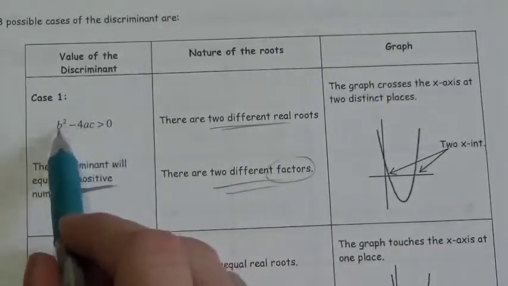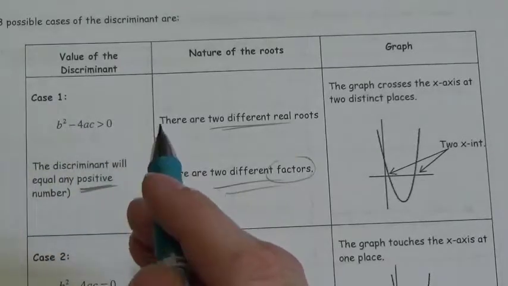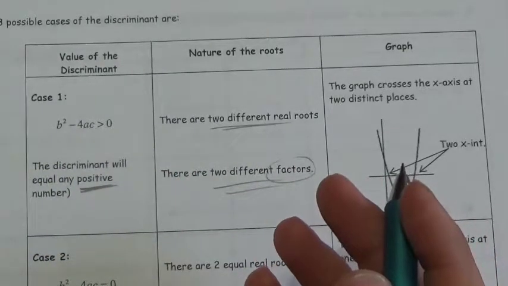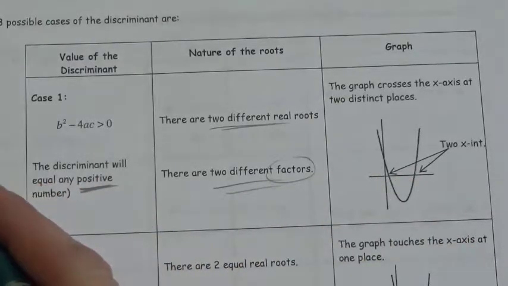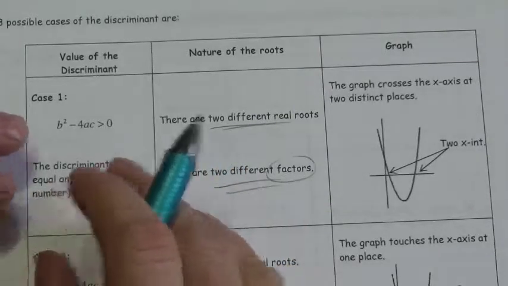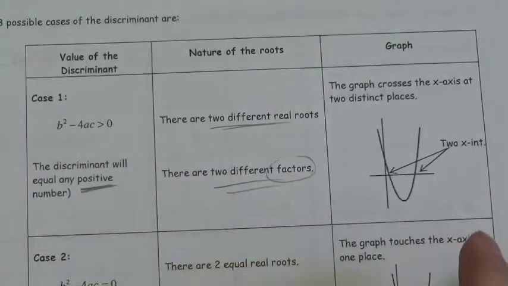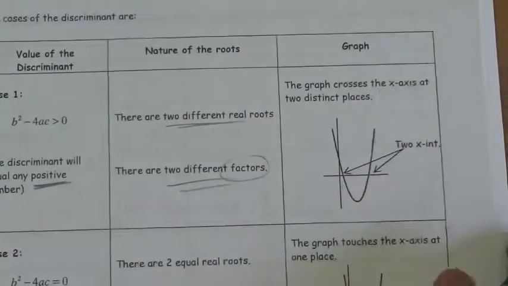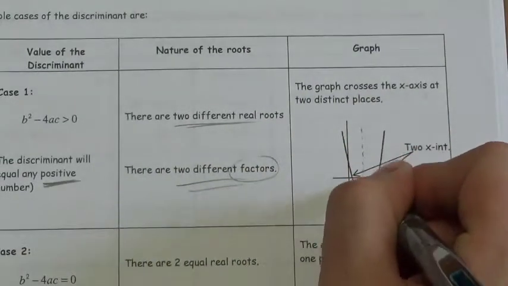If b squared minus 4ac is 10, there is a square root of 10. It's not a nice number, okay? It's going to be an irrational number, but you can find the square root of 10, and you can add or subtract that to another number here, okay? You can use it.